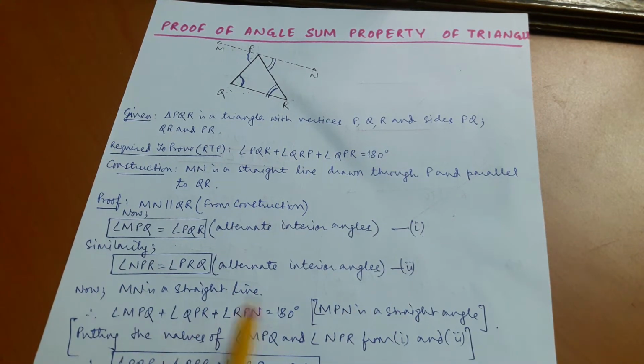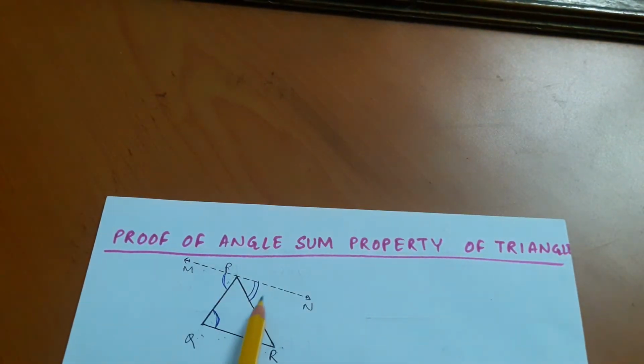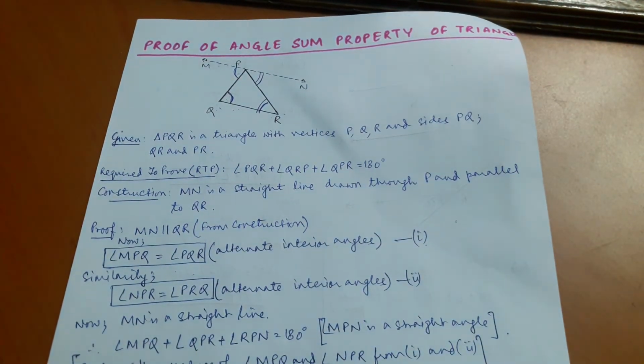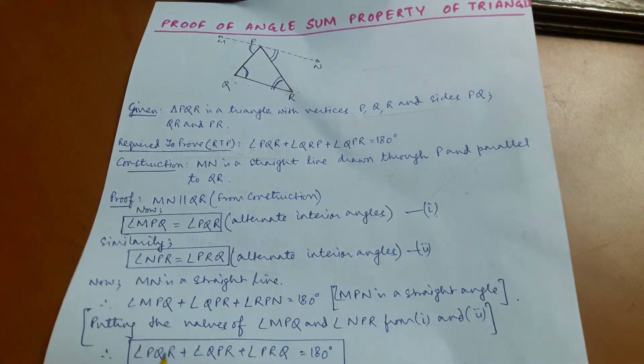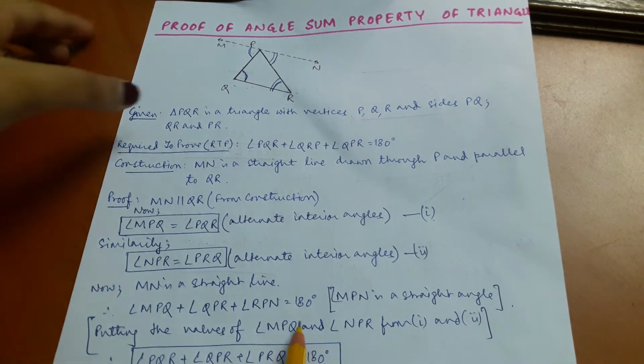Now, MN is a straight line, we already know. Therefore, angle MPQ plus angle QPR plus angle RPN equals 180 degrees, because MPN is a straight angle, and a straight angle means this whole sum is 180. The sum of these three angles is 180 because MN is a straight line. Simply, I have written that angle MPQ plus angle QPR plus angle RPN equals 180 degrees.